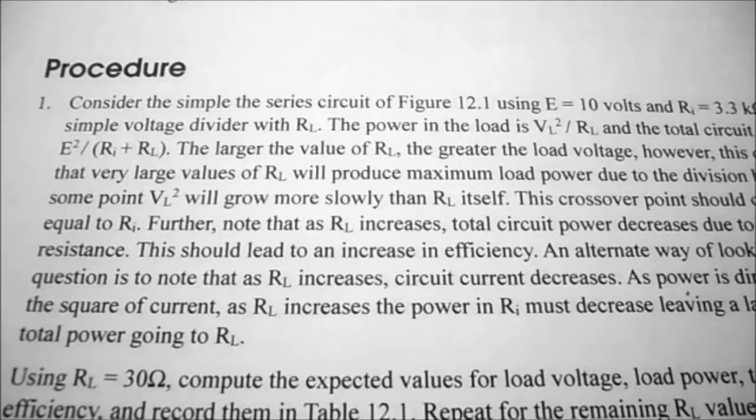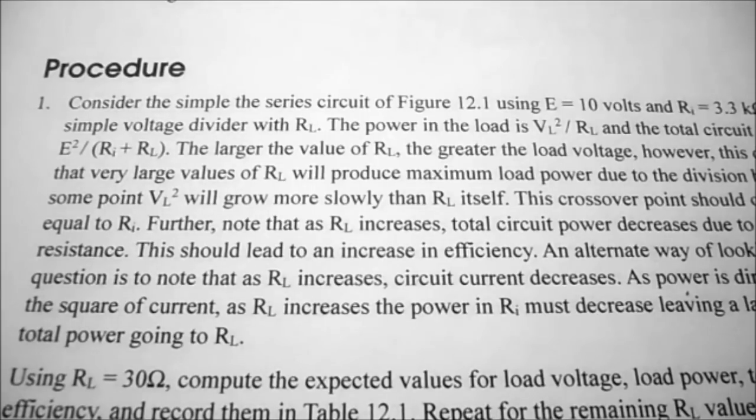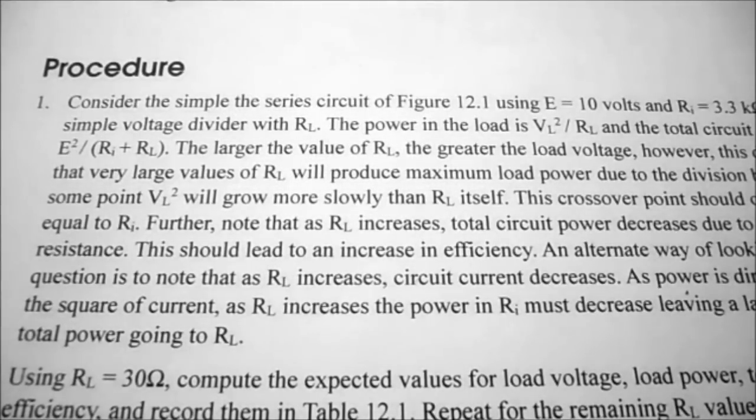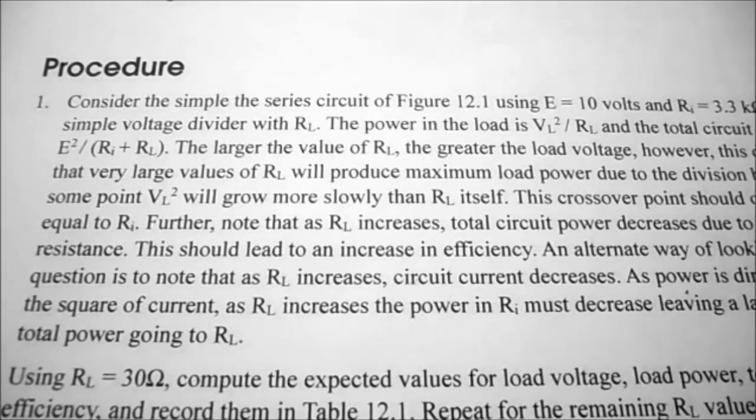Further, note that as RL increases, total circuit power decreases due to the increasing total resistance. This should lead to an increase in efficiency. An alternative way of looking at the efficiency question is to note that as RL increases, circuit current decreases. As power is directly proportional to the square of current, as RL increases, the power in RI must decrease, leaving a larger percentage of total power going to RL.